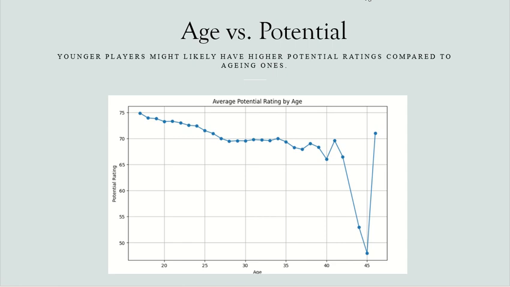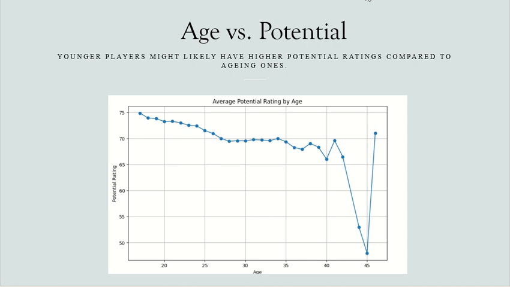A line graph is used as a data visualization which shows the average potential rating by age. This kind of visual works well in exhibiting the connection between two quantitative variables, in this instance age and potential rating. This line graph shows how potential ratings change with time, thus helping to address the hypothesis that younger players have higher potential ratings than their aging counterparts.